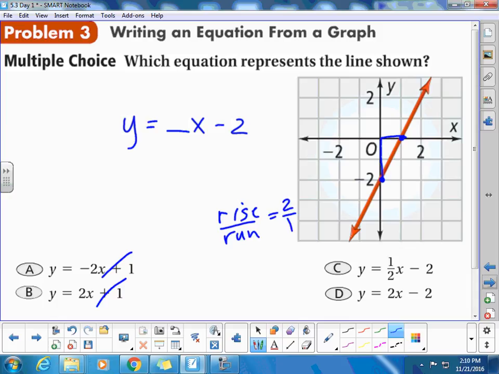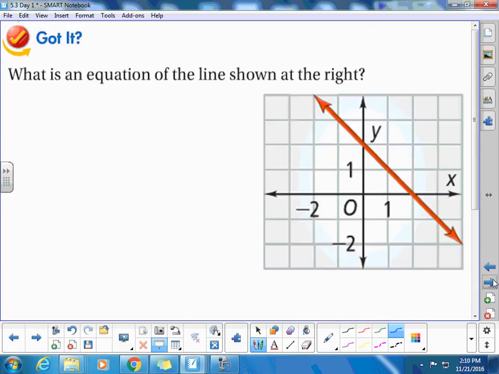So my slope is 2. So I should have a slope of 2 and a y-intercept of -2. So that makes it D for our answer.